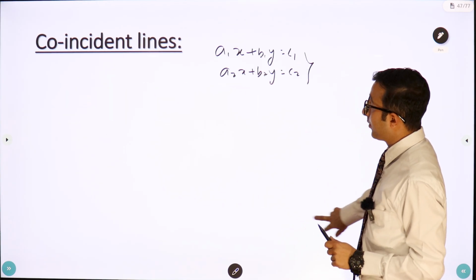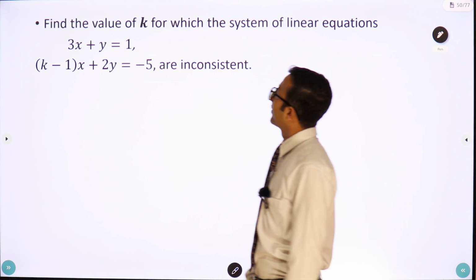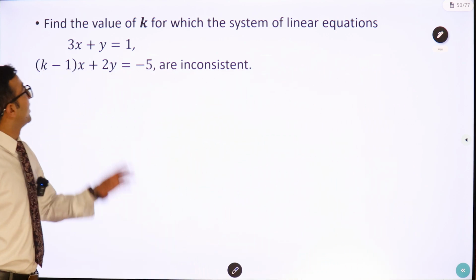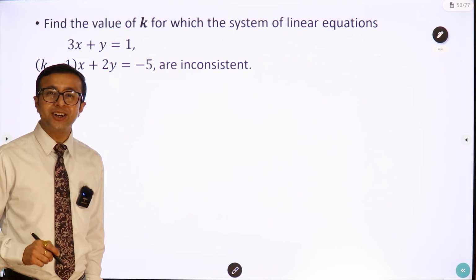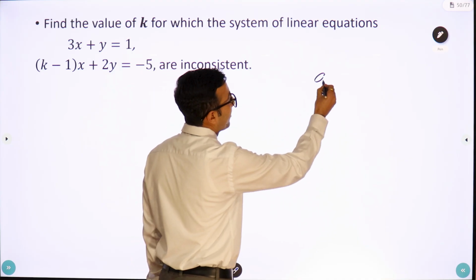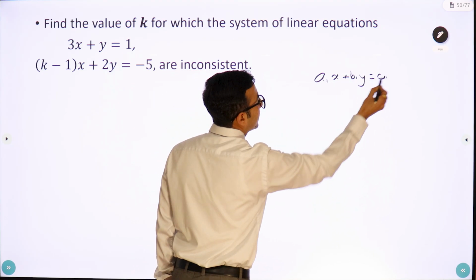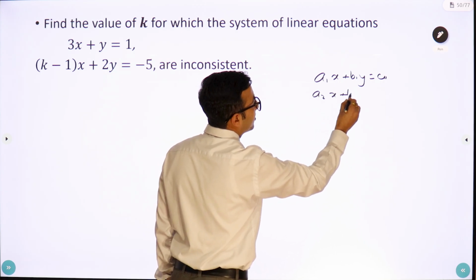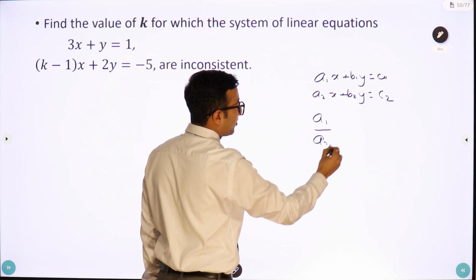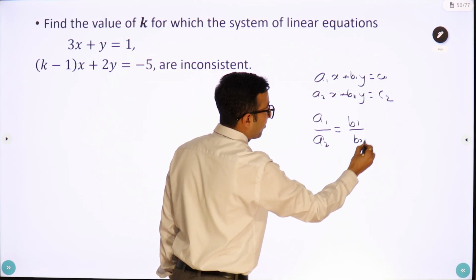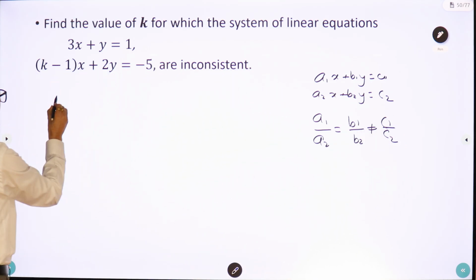Now, the problems that we will be getting on the boards. Now you can see one problem. Find the value of k for which the system of equations, these two, is inconsistent. Inconsistent means parallel lines. What are the conditions for parallel lines? Suppose you have a1x plus b1y is equal to c1 and a2x plus b2y is equal to c2. Then for parallel lines, a1 by a2 is equal to b1 by b2 but not equal to c1 by c2.